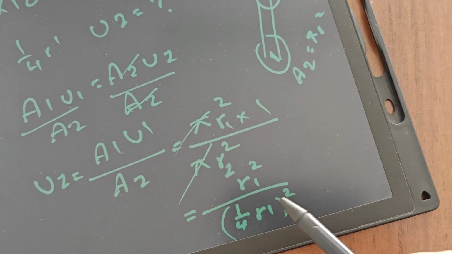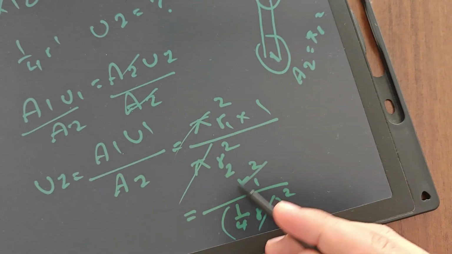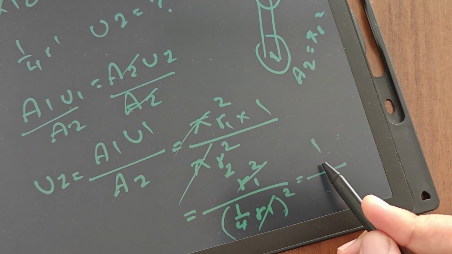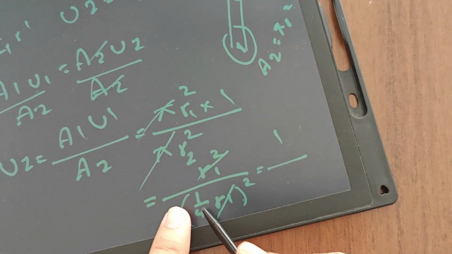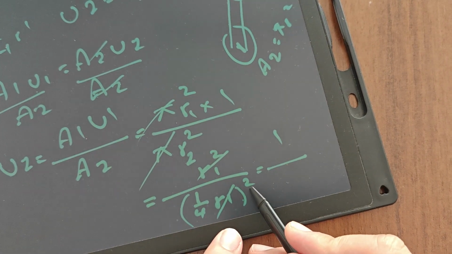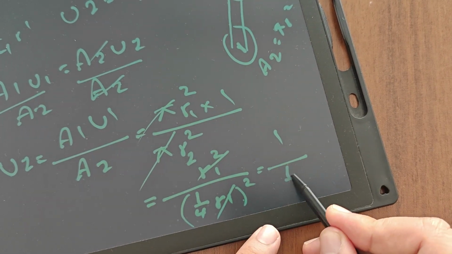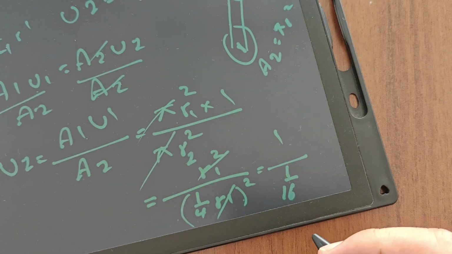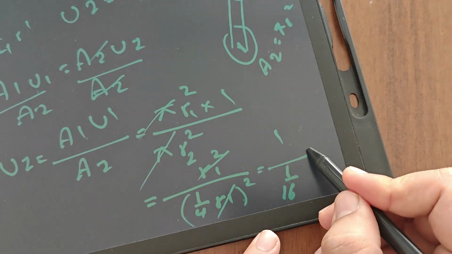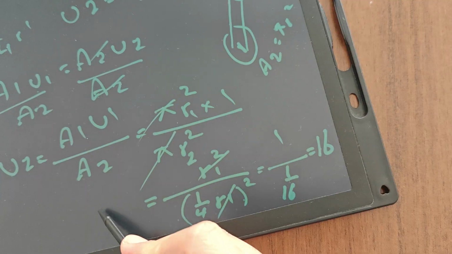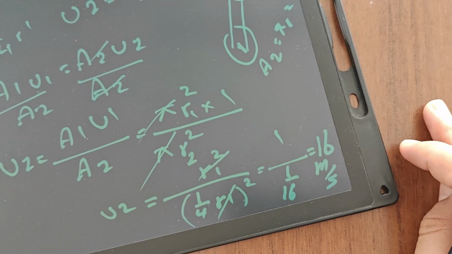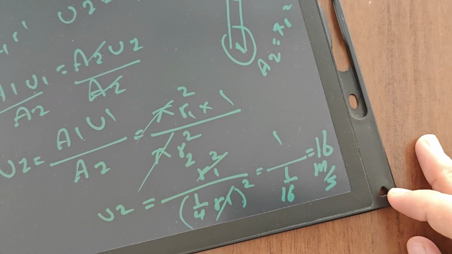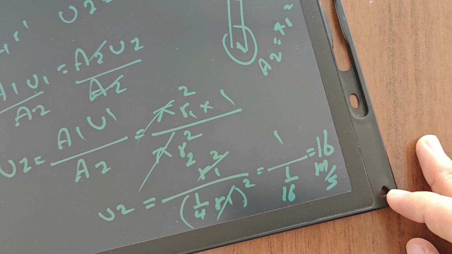So immediately this is easy. This R1 with this R1 is cancelled. On top only 1 is left, but on the bottom we have 1/4 squared, which will be 1/16. You can flip it, so the final answer will be 16. So the velocity is 16 meters per second. This is the answer of part 1.